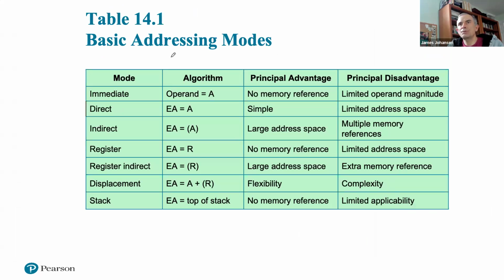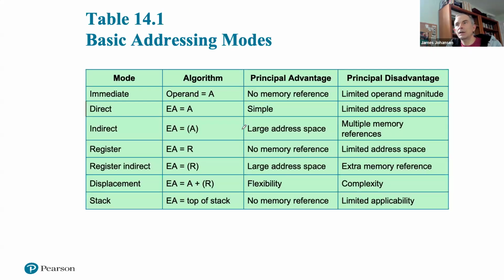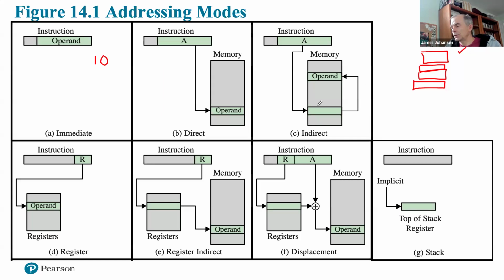And so there are some pros and cons for each of these. So immediate, there's no memory reference, but then we have limited operand magnitude. So it's an integer, and so we can't have like 2 times 10 to the 11th or something like that. Direct, it can be very simple, but once again, there's a limited address space. So we're seeing those options here that are listed. Indirect, we can have a larger address space and we can have multiple memory references. Those are things that we can start to see there.